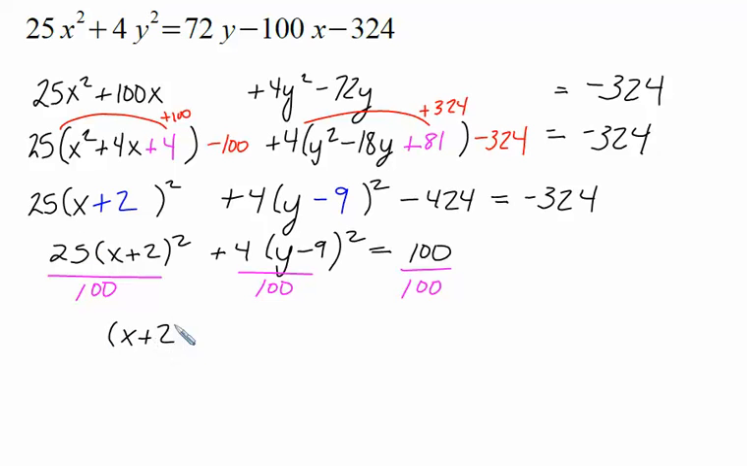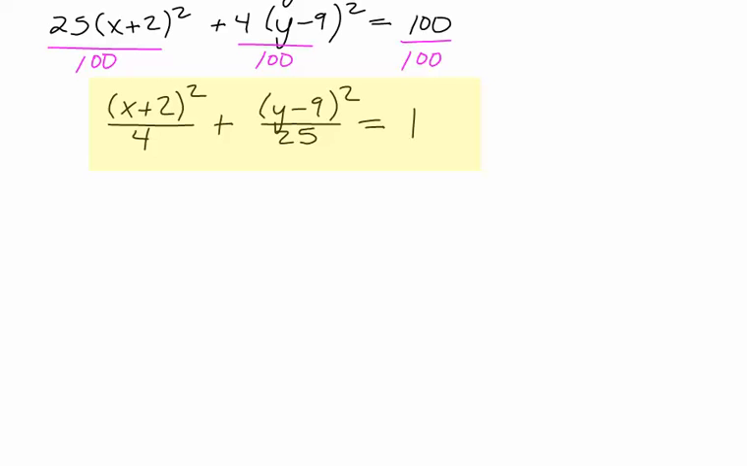Now as we simplify things accordingly, we get x plus 2, the quantity squared over 4, plus y minus 9, the quantity squared over 25, is equal to 1. Let's highlight that, because that is going to be key in determining our ellipse. Notice the center of our ellipse is going to be at negative 2, 9.